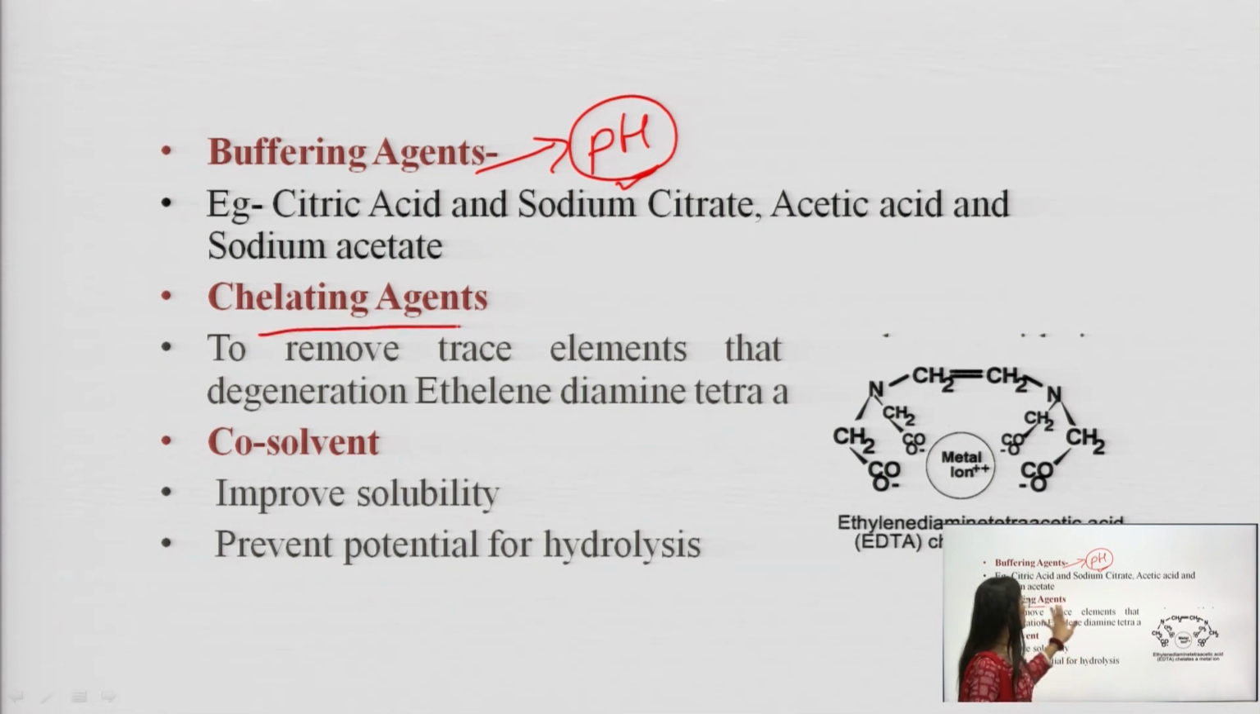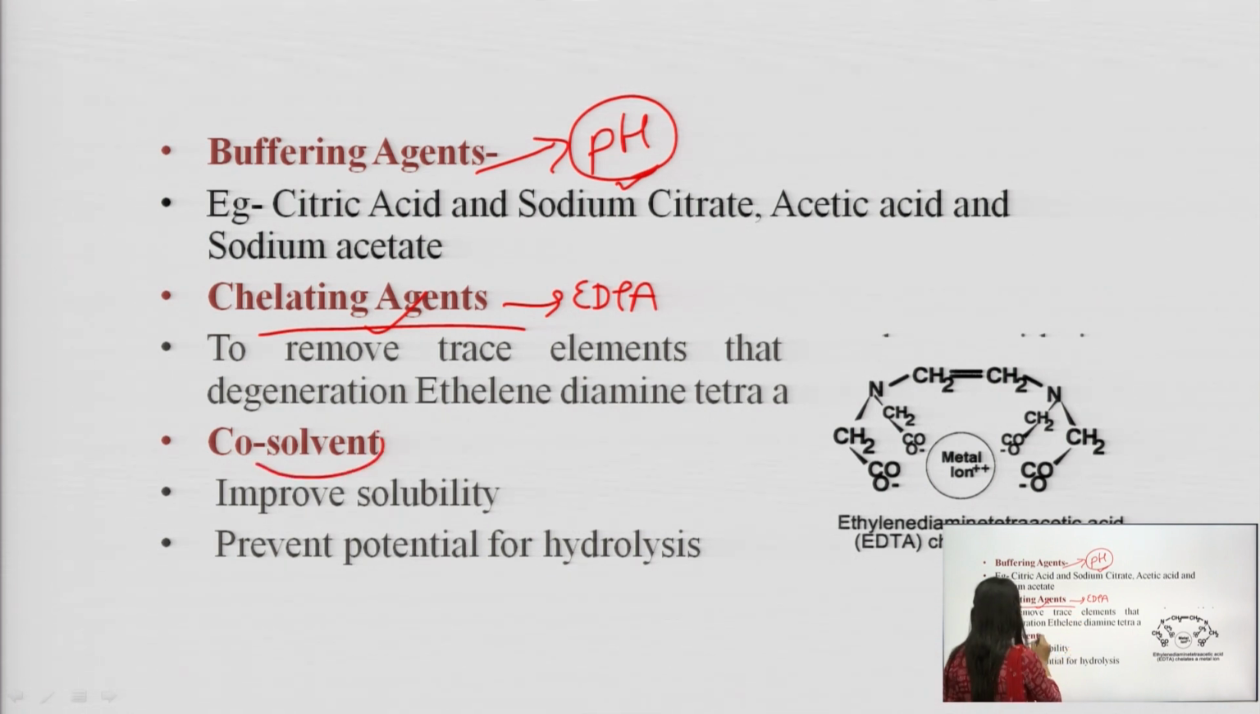Next, we have chelating agents. Chelating agents are used to remove trace elements. Ethylene diamine tetraacetate, EDTA, is the best example of chelating agents. When you are reading this kind of formulation of parenteral products, you need to note the examples. The examples are very important for your exam purpose, which is why you need to make sure you revise them on a daily basis.